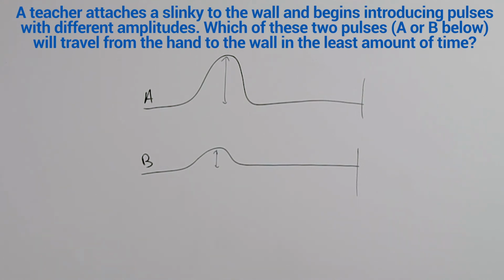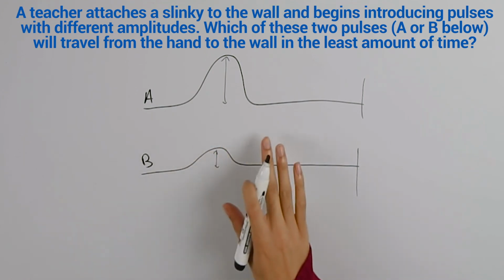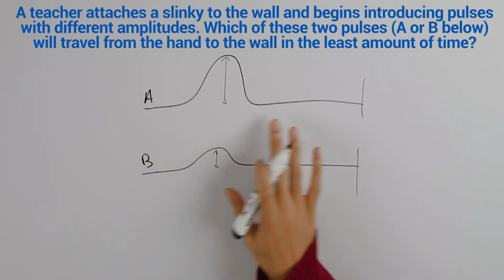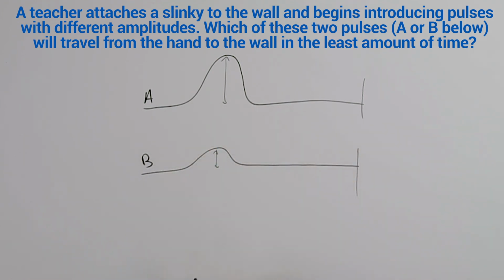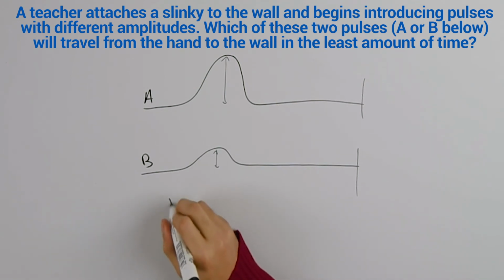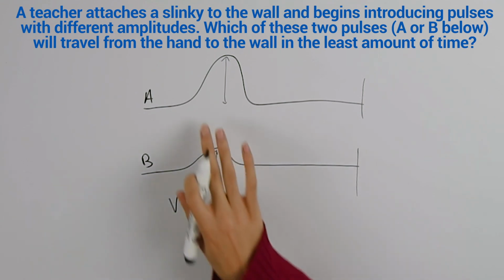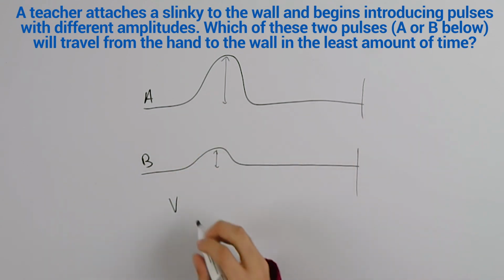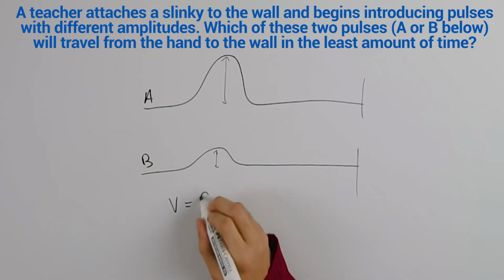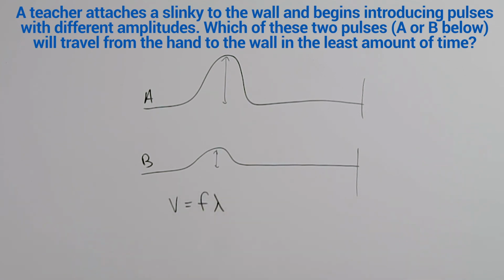The answer is they actually hit the wall at the same time. So let's figure out why this works. What are the factors that affect how long it takes to get to the wall? It would be the speed. If wave A was faster than wave B, then wave A will hit the wall first. But we know that our formula for the velocity is frequency times the wavelength.